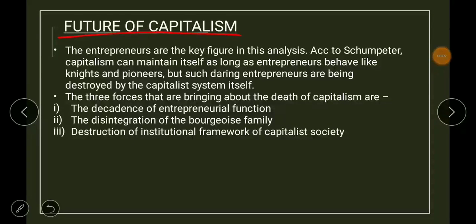Future of capitalism in Schumpeterian analysis. In this analysis, entrepreneurs are the key figure. So, according to Schumpeter, capitalism can maintain itself as long as entrepreneurs behave like knights and pioneers. But such daring entrepreneurs are being destroyed by the capitalist system itself. The three major forces, according to Schumpeter, that are bringing about the death of capitalism are the decadence of entrepreneurial function, the disintegration of the bourgeois family, and finally the destruction of the institutional framework of capitalist society.